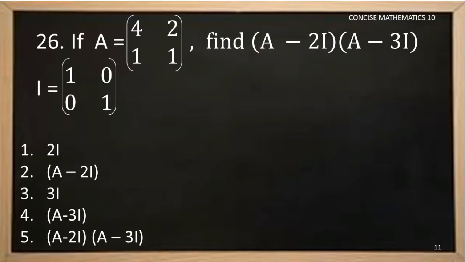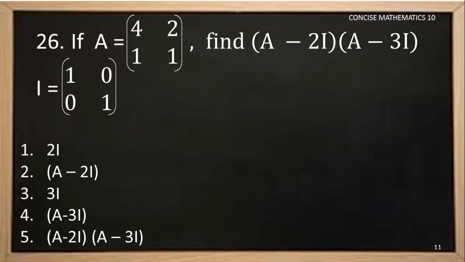Question number 26. If A is the given matrix of order 2 by 2, find (A minus 2I) into (A minus 3I). This is the given question, children. Solution is not given here. I'll be explaining how to solve and what are the steps to be followed here. Try to find out the solution by following the given steps.